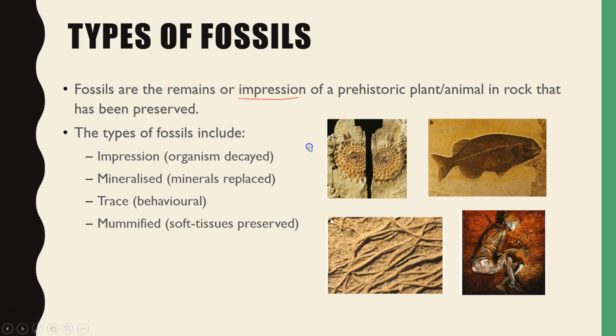of that fossil. So there are a number of types of fossils, and as we know, there are impressions of prehistoric plants or animals. So you can have impressions where you have the organisms being decayed, as in this picture here. You may have mineralization, where we've had minerals deposited into the structure. You may have traces, so behaviors. So here are worms moving through a particular area of soil, or mummification, where soft tissues are preserved.